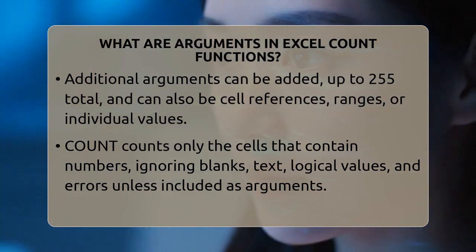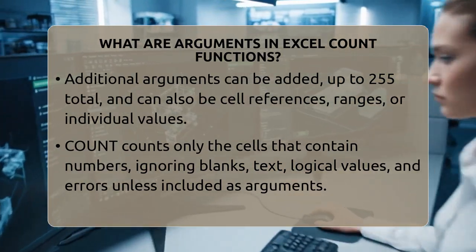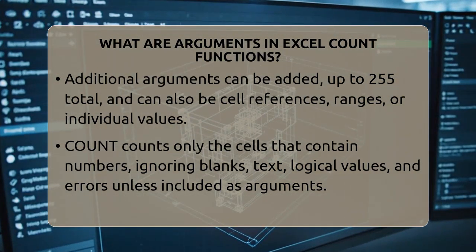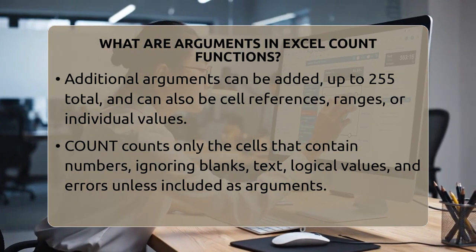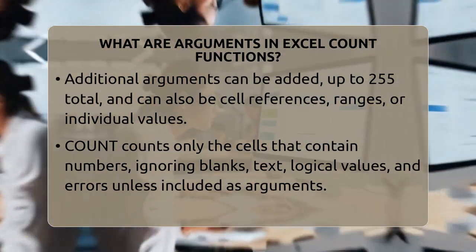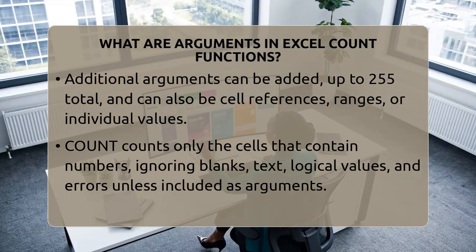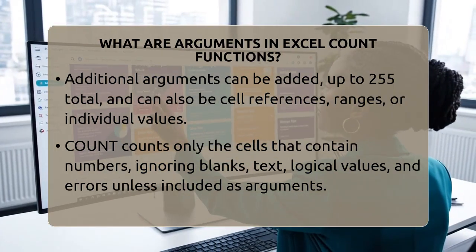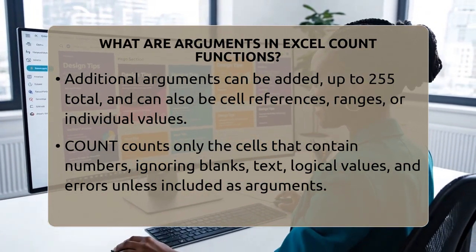There are other similar functions that use arguments differently. For example, COUNTA counts all non-empty cells, including text and logical values. COUNTIF counts cells that meet a certain condition, like greater than 50. COUNTIFS can count cells that meet multiple conditions across different ranges. But all these functions rely on arguments to specify what data to analyze.